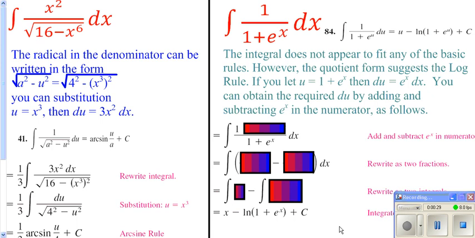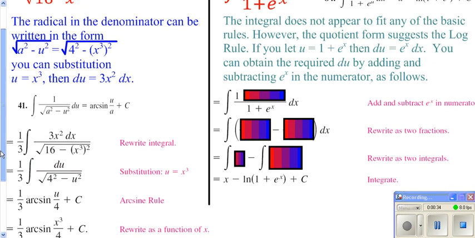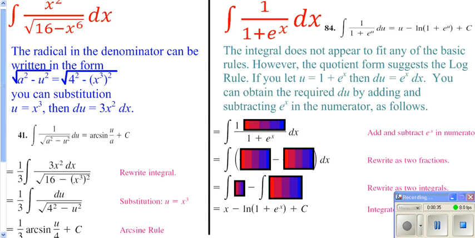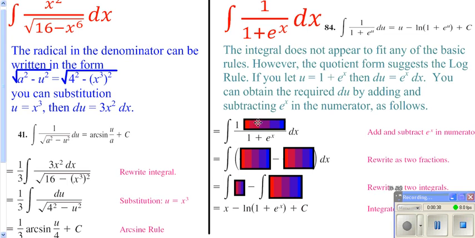Now, the question is, where does that formula really come from? Well, instead of having a 1 on top, you could rewrite the top. We could basically add 0. You add an e to the x and subtract an e to the x. Adding 0 doesn't really change your problem.